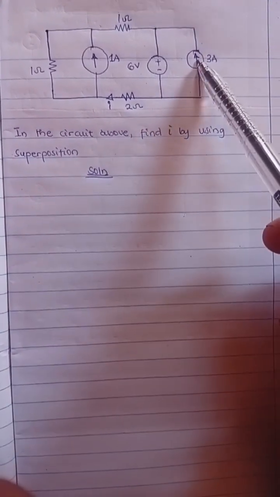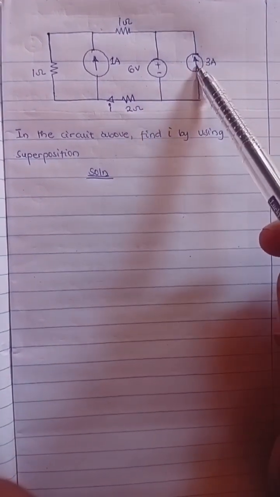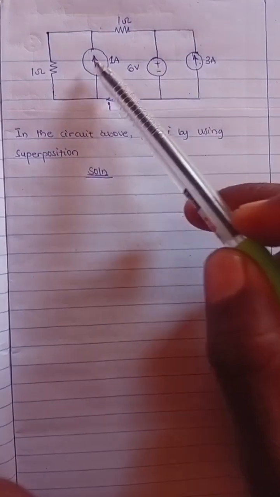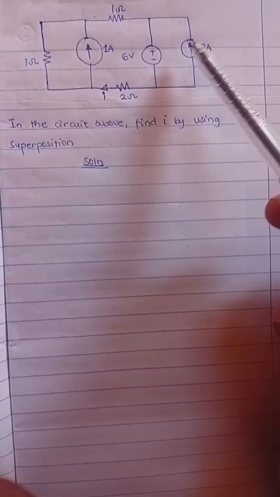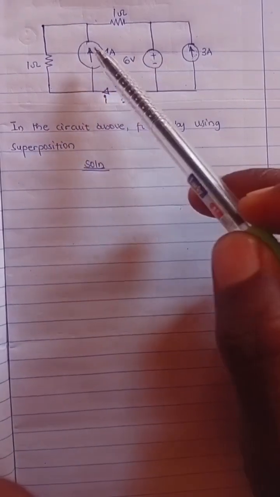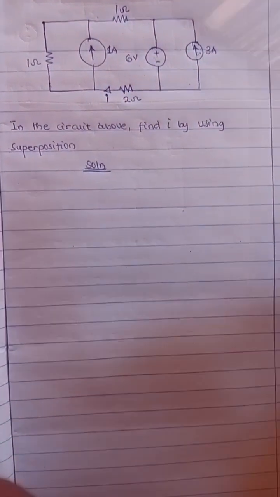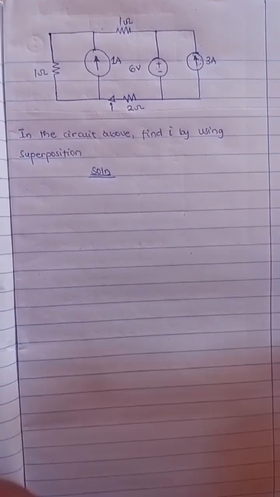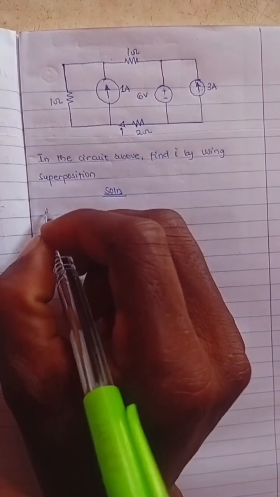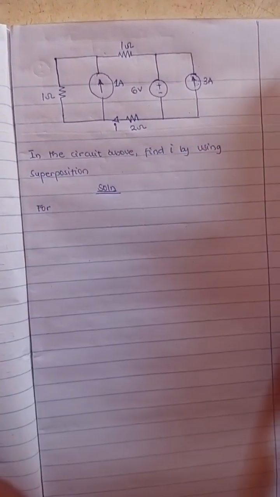We'll consider each of these sources in turn. We'll consider 3 ampere. This is a source, this is another source, this is another source. So we consider this and then we'll zero out these ones. And then we'll consider this and zero out these ones. And we'll consider this and zero out these two. So we take them one after the other. And in the process, we get I1, I2, and I3 and the rest. So let me start from my right hand side.